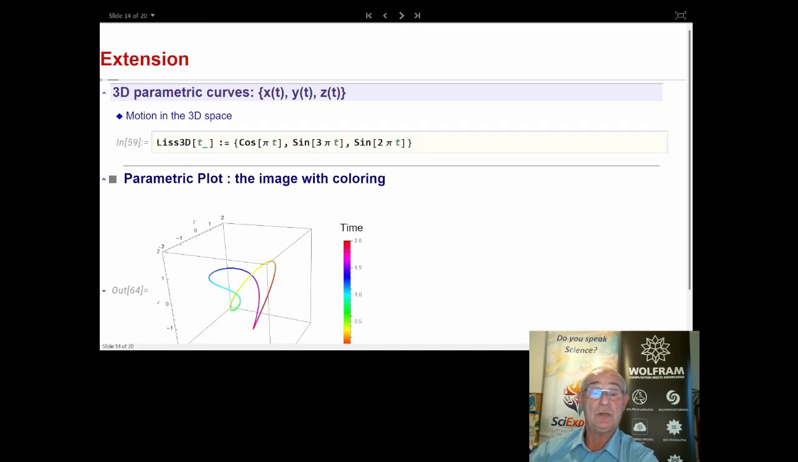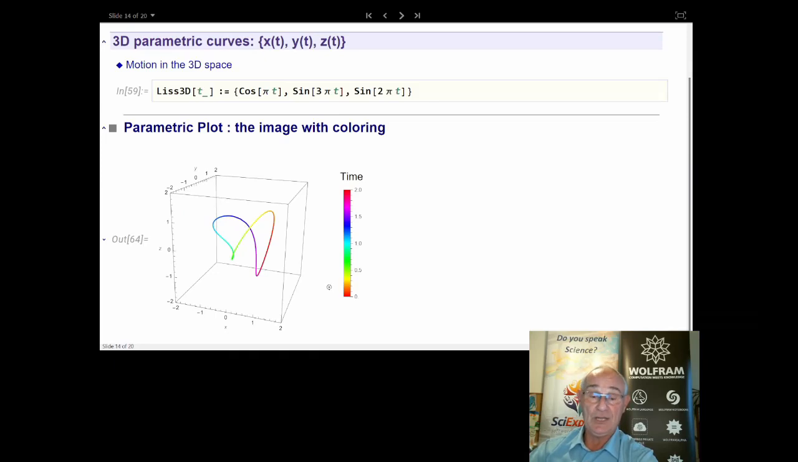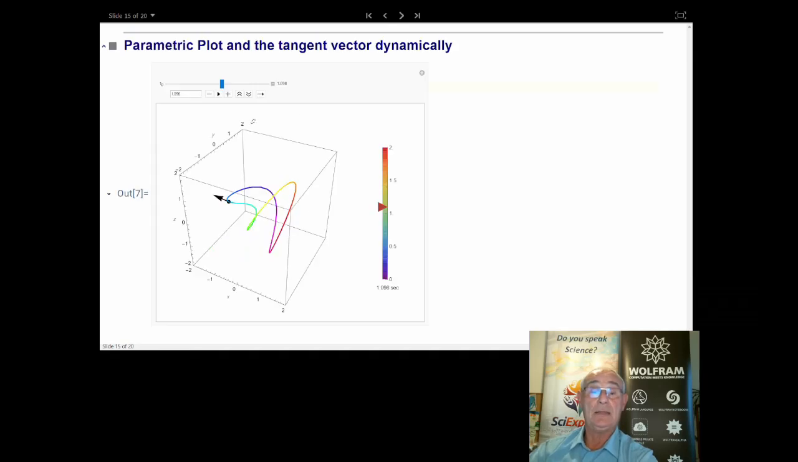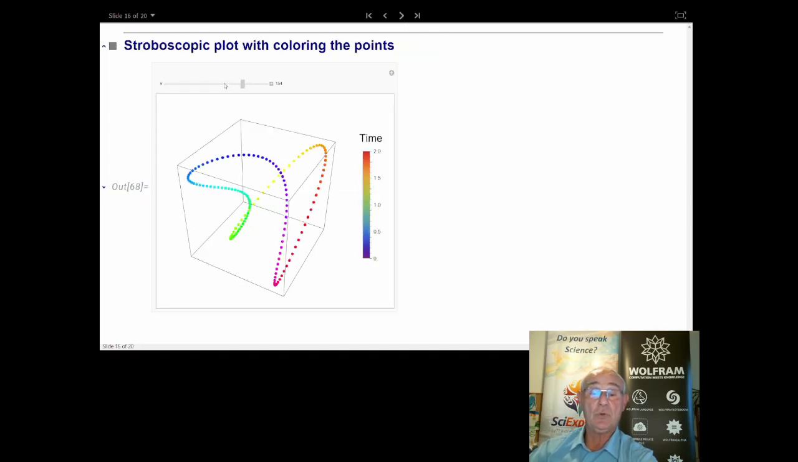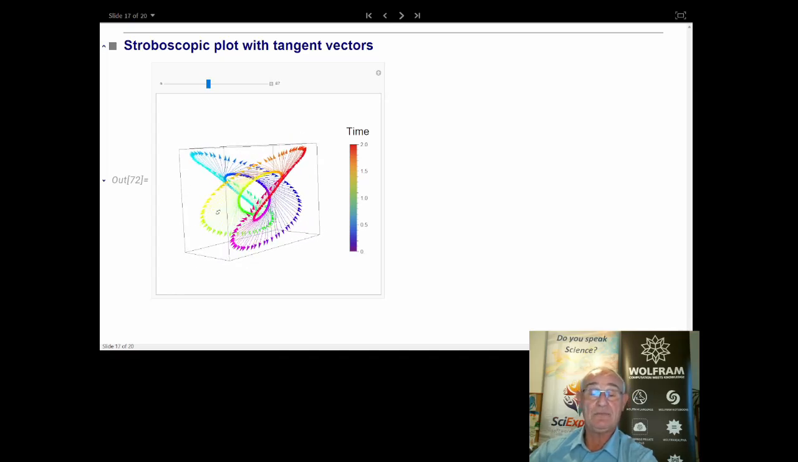For example, we consider a three-dimensional Lissajous curve. It's not a big deal. The ParametricPlot3D statement can do it. The legend is given using the coloring. That's it. And then using the colored parametric plot and the tangent vector, the speed vector of the motion is given. Here now I use the vertical gauge dynamically showing the time. That's just a simple stroboscopic plot and the stroboscopic plot with the tangent vectors. I guess it's a very attractive figure.